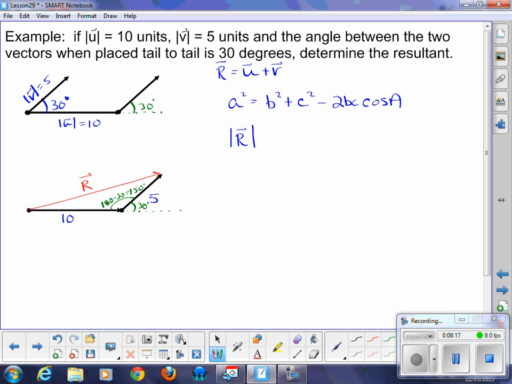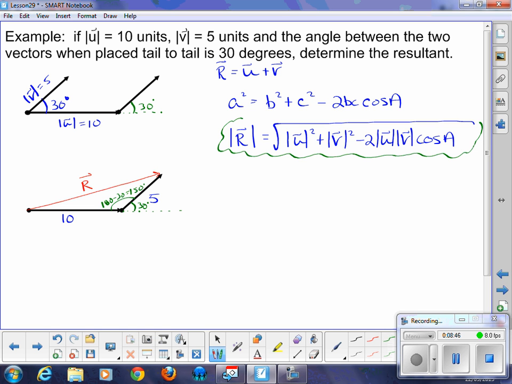The magnitude of my resultant, which is just the A value, equals the square root. I've taken the square root of both sides to get A by itself, so that's my resultant. It'll be the magnitude of u squared plus the magnitude of v squared minus 2 times the magnitude of u, the magnitude of v, cos of the angle. This is the formula you're going to put on your cheat sheet. Okay? This will find the magnitude of a resultant for any geometric vectors. It's just from cosine law. I've just changed the variables for you.